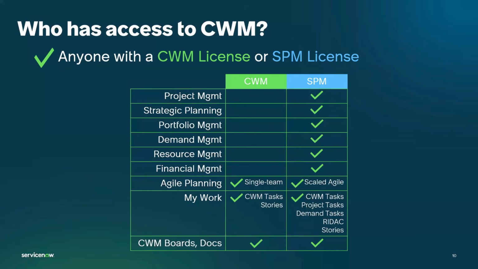Similarly, with connected work, you can obviously pull in whatever other work you have license to. So if you have CWM and ITSM and you are assigned incidents, you can see that in connected work. But if you don't have access to SPM, you aren't going to be able to pull in SPM work items that you don't have access to.